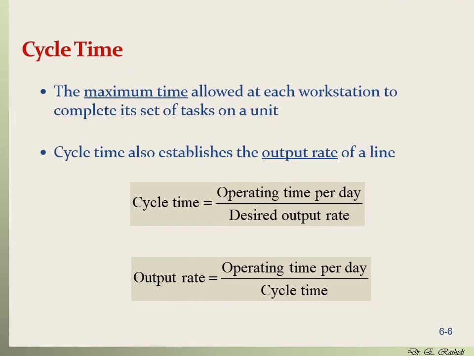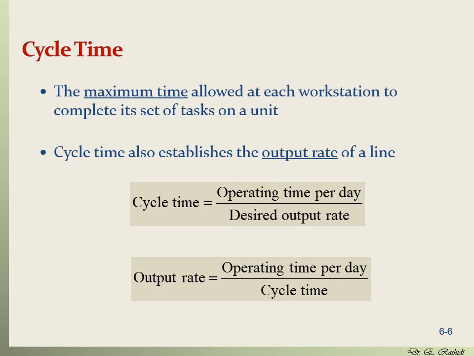Before we determine or even discuss which workstation design or line balancing design is best, we need to talk about cycle time. Cycle time is the maximum time allowed or allocated at each workstation to complete the set of tasks assigned to it as one unit. To talk about cycle time, it means also to talk about output rate, because these two concepts, the cycle time and the output rate of a workstation, are interdependent. Computing one depends on knowing the other.